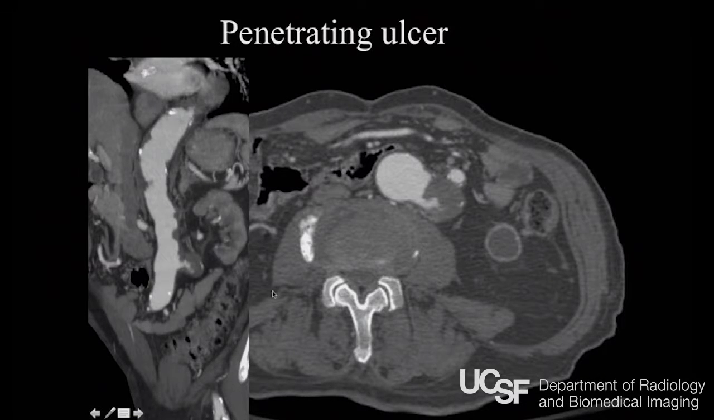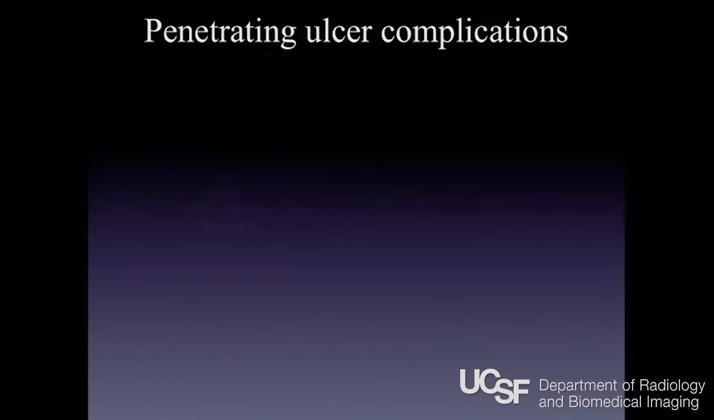Here is a penetrating ulcer, and you can see very clearly this sort of contrast extending into atherosclerosis, and on the coronal image you can see how there's a very focal saccular outpouching. This is a little pseudoaneurysm related to a penetrating ulcer because the wall is weakened, because there is missing intima and media there. It weakens the wall.